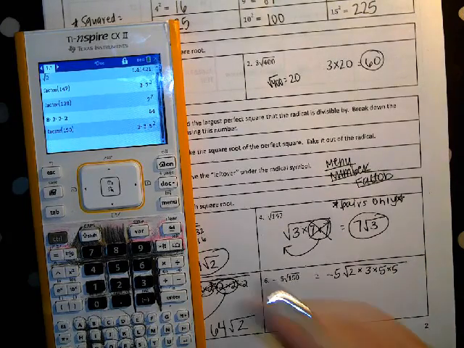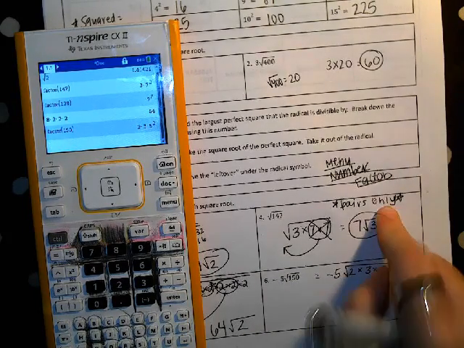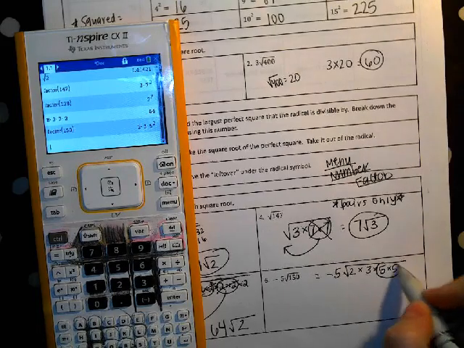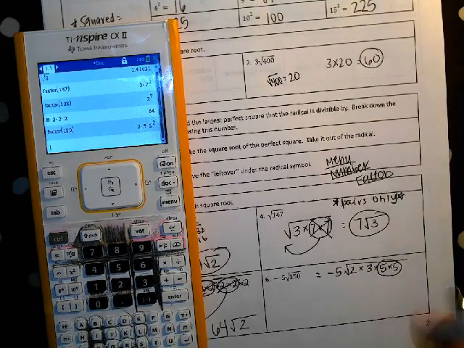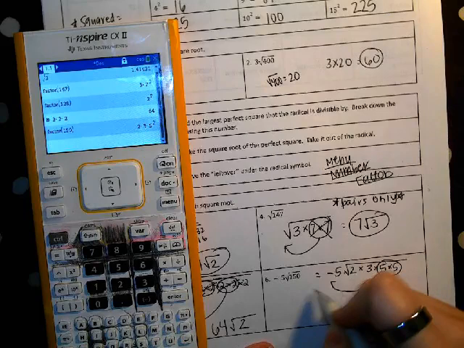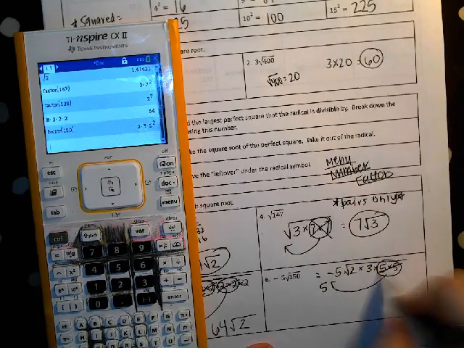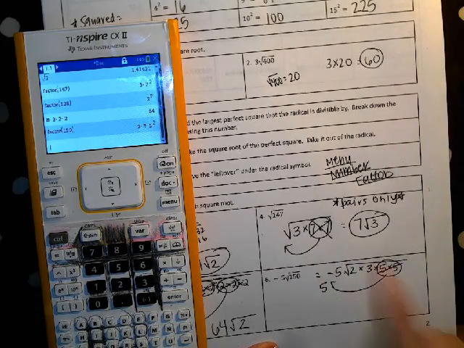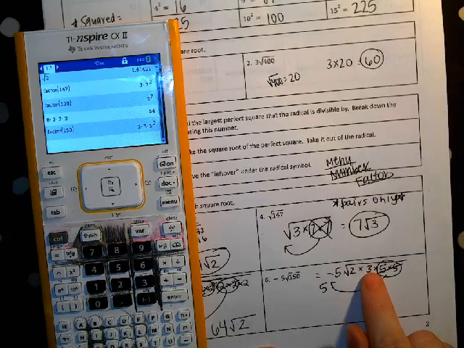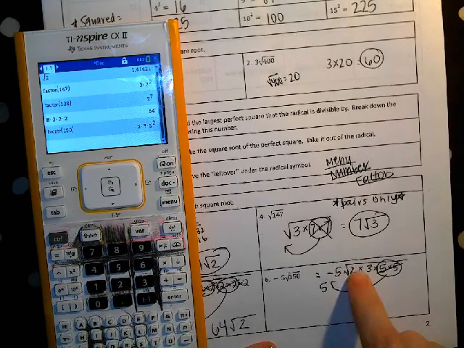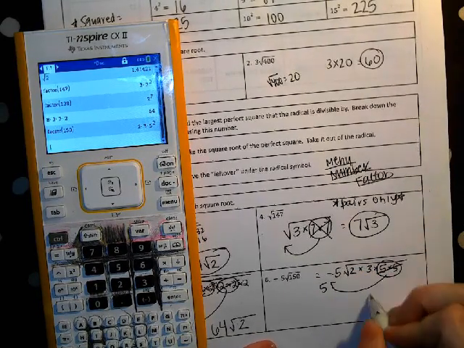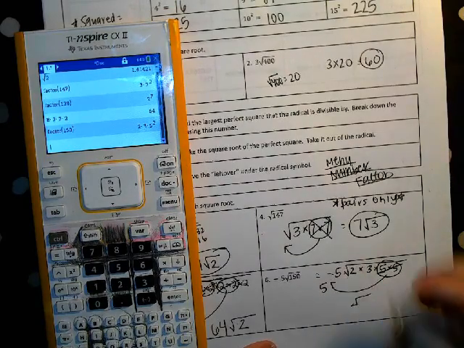Remember, I'm finding pairs only. There is 1 pair of 5's, no other pairs. So this 1 pair of 5's can come out. So there's a 5 outside, and underneath gets crossed out. There's not a pair for the 2 or the 3, but I can just do the simple math. 2 times 3 for underneath my radical. 2 times 3 gives me 6.